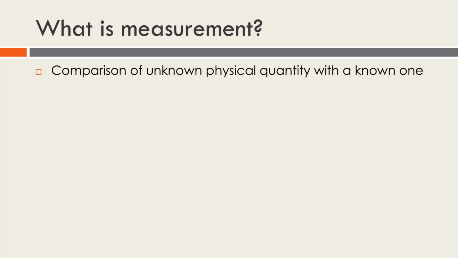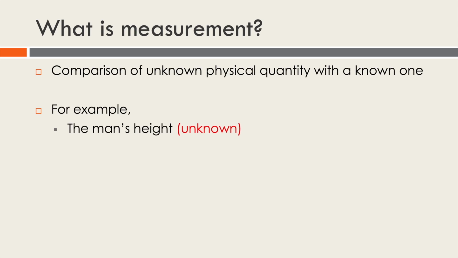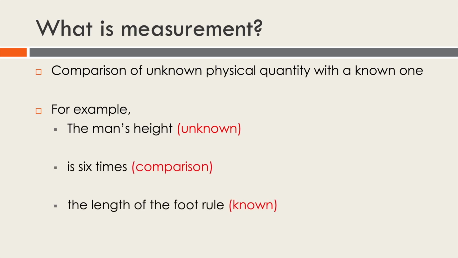So what is it that we call measurement? Measurement is the comparison of an unknown physical quantity with a known one. So in this example, the man's height was the unknown physical quantity and we compared it with a known physical quantity, that is the length of the foot rule. So the man's height is 6 times the length of the foot rule.